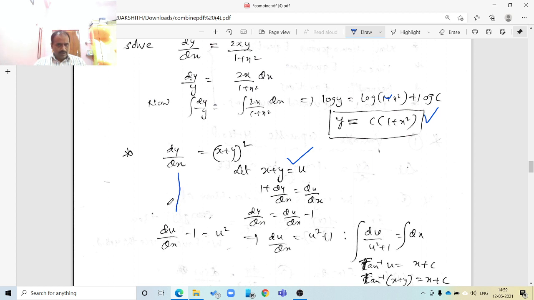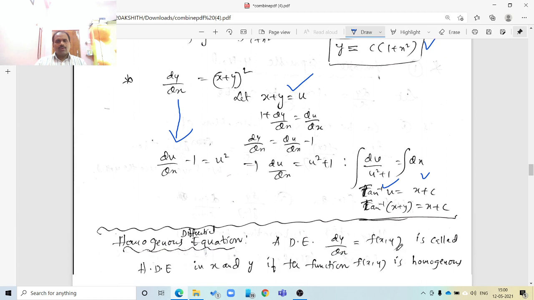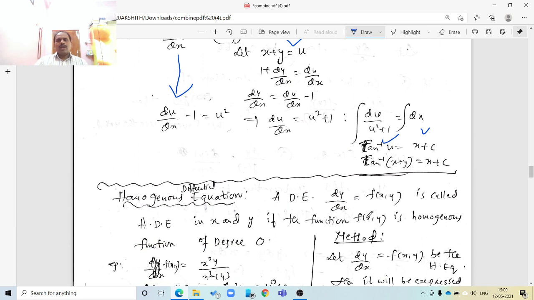Let's put dy by dx is equal to du by dx minus 1, which is equal to u square. So du by dx is equal to u square plus 1. Then you write du by (u square plus 1) is equal to dx. This is 1 by 1 plus u square, and the integration of 1 by 1 plus x square we know is tan inverse x. So this is tan inverse u, and the integral of 1 will be x. Finally, you write u is equal to x plus y. Therefore, tan inverse of (x plus y) is equal to x plus c.